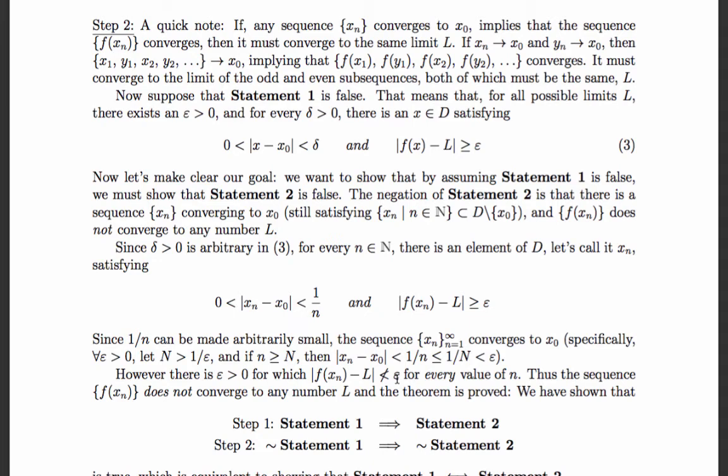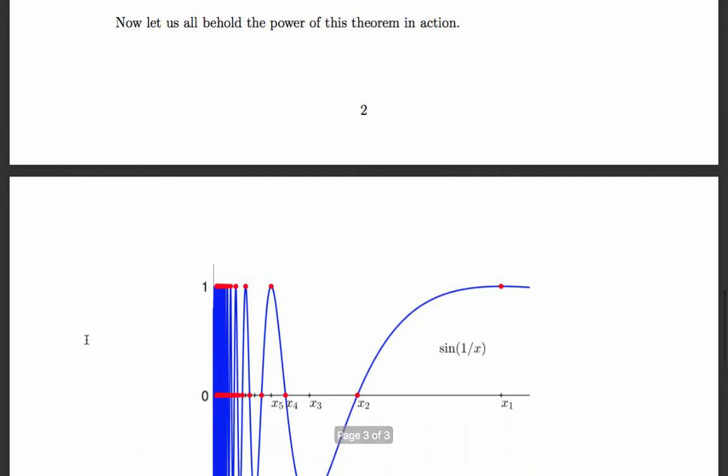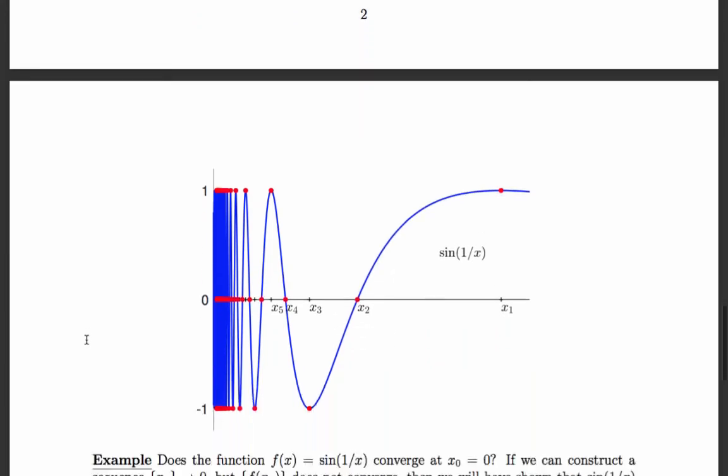So the sequence f of xn does not converge to any number L, and the theorem is proved because we have shown that statement 1 implies statement 2, and statement 1 being false implies statement 2 as being false, which means the two statements are equivalent. When one is true, they're both true, and when one is false, they're both false. Now, let us all behold the power of this theorem in action.